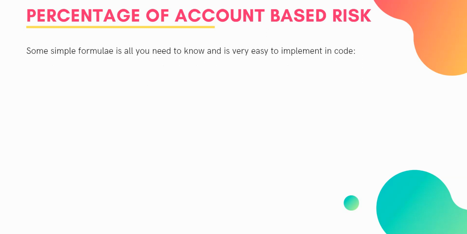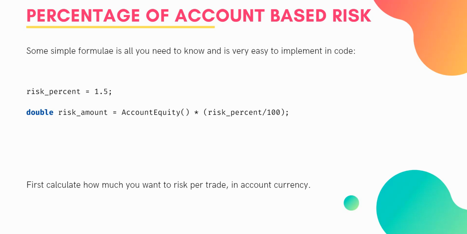So we're going to use the percentage of account balance based risk, because it's the most commonly used one in EAs. Excuse me, just taking a drink. I'm going to show you some simple formulas that you need to know for doing that, and it's very easy to implement in code. So I'll go through this now, and then we'll go through it in the editor shortly.